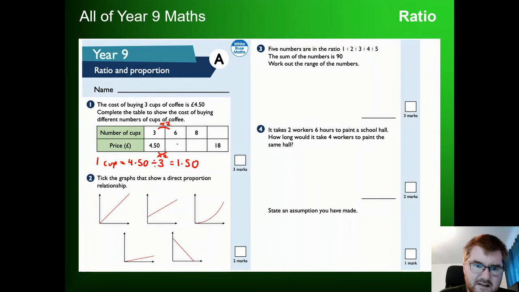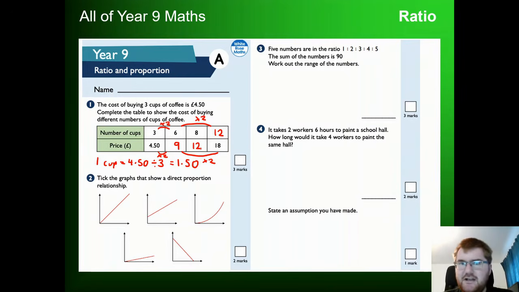4.5 times 2, that's going to give me 9 here. What do I do to 9 to get to 18? Well, times 2. So I can do the same at the top as well. So 6 times 2 is equal to 12. With 8, because you can times by 4/3, that does work. But we could also add on 2 cups of coffee, which is going to cost £3. So 9 plus 3 will equal 12. So using a combination of multiplying up, but also using the idea of 1 cup costing £1.50 and using that for the further calculation.